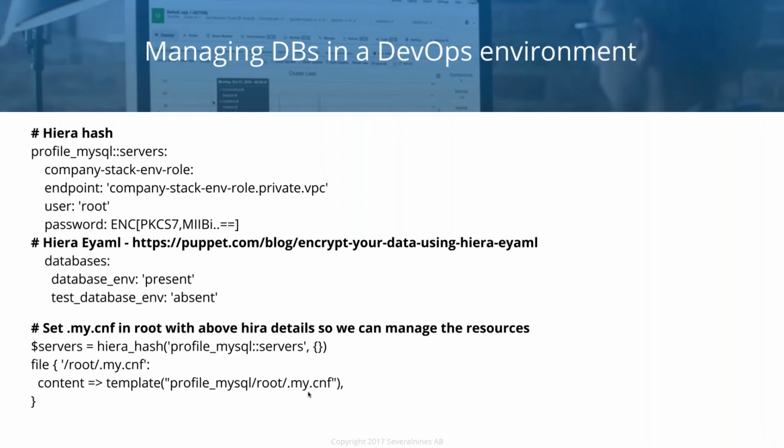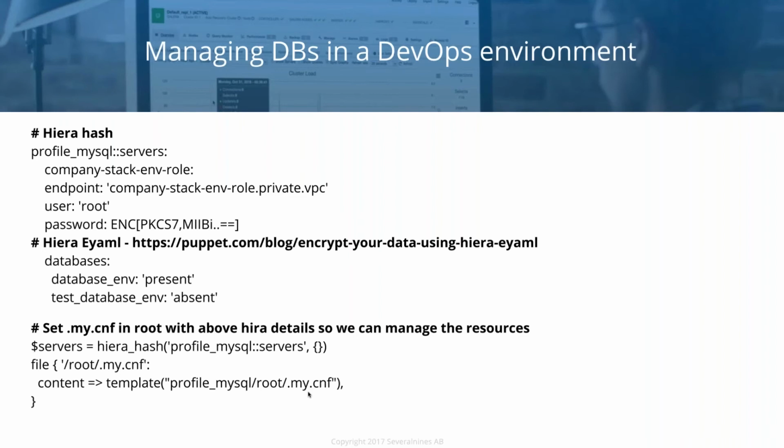So we have a hiera hash, profile MySQL servers, and we add some identifier name to that, and we give it an endpoint, and we give it a username and a password. These credentials we get from our previous template that CloudFormation will create, and these are the credentials that we specify in that template. We then use those credentials to populate our hierarchy. We tell it that we want some databases present or absent on these resources.